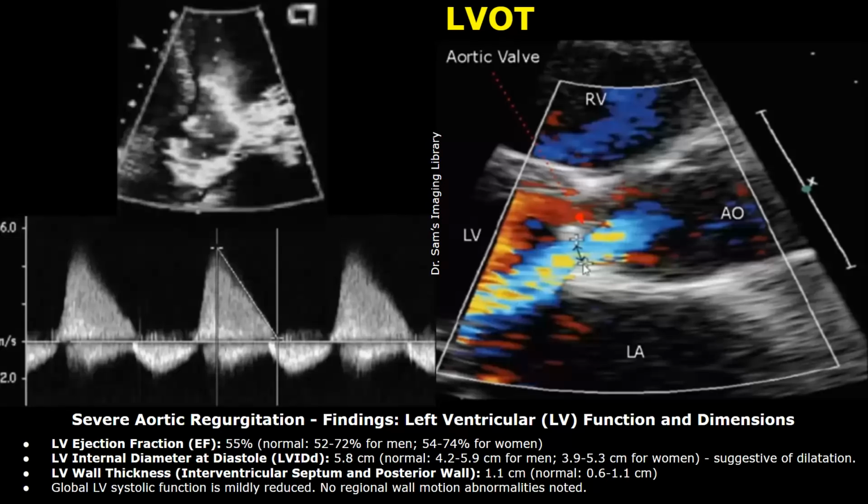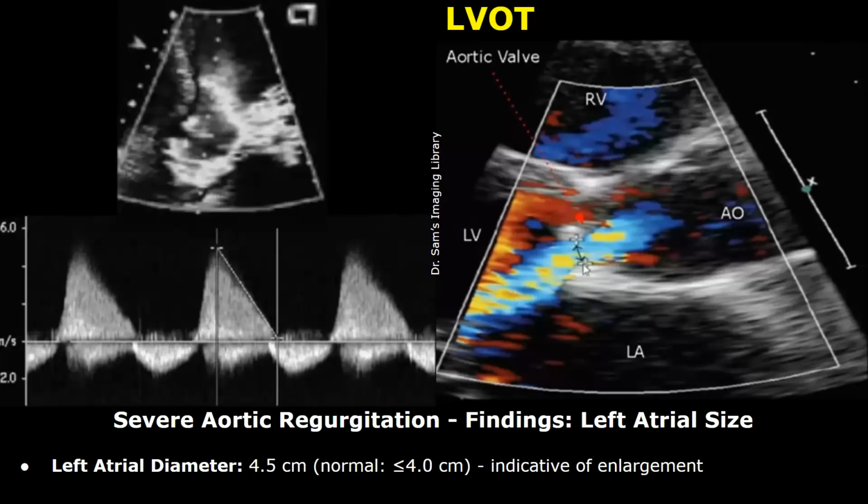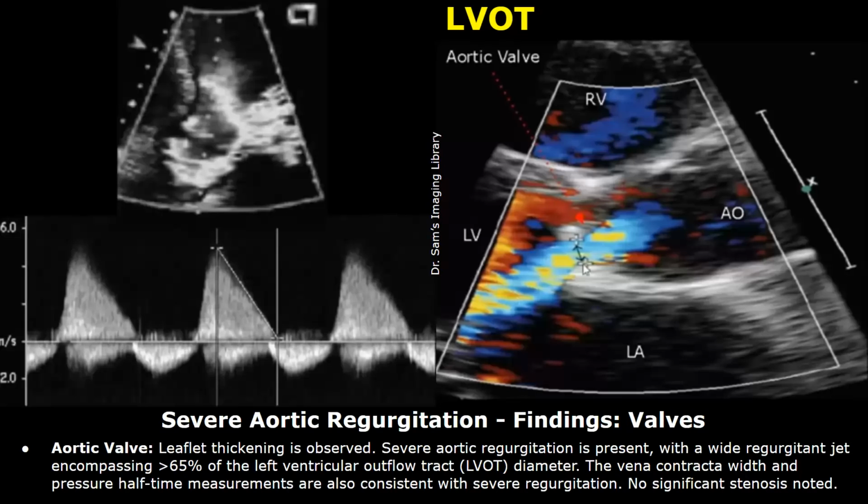LV wall thickness is 1.1 centimeters. Global LV systolic function is mildly reduced. No regional wall motion abnormalities noted. The left atrial diameter is 4.5 centimeters, which is indicative of enlargement. In the aortic valve, leaflet thickening is observed.